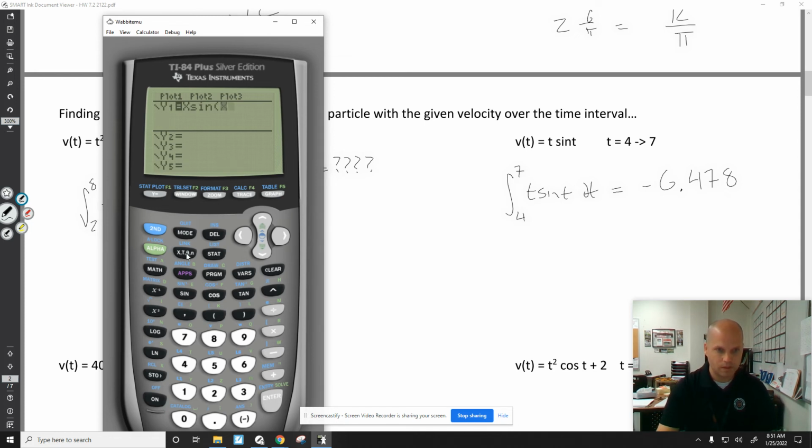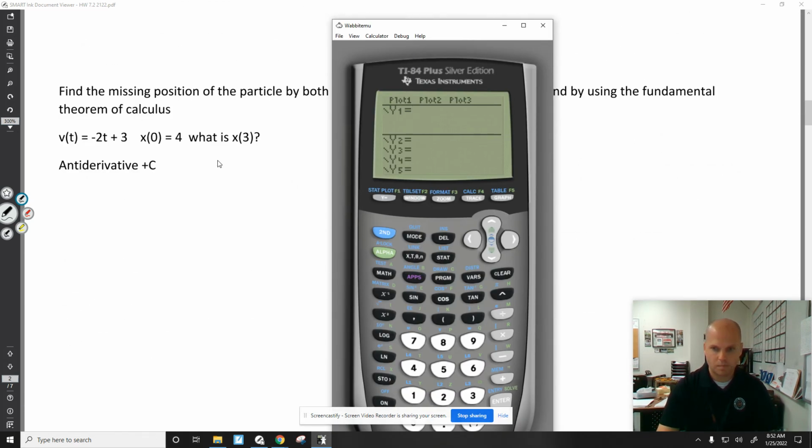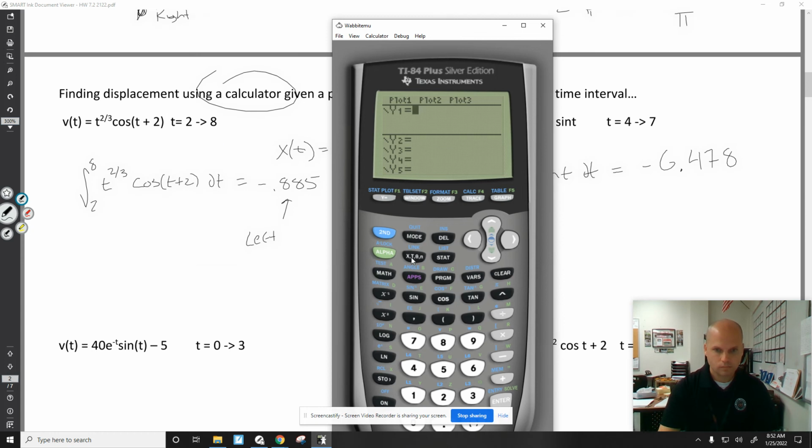I probably should just keep them in here. Yeah, I'm going to keep them in here. And I'll just hide them when I don't want them.